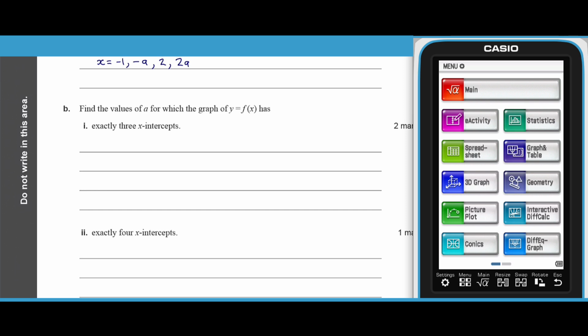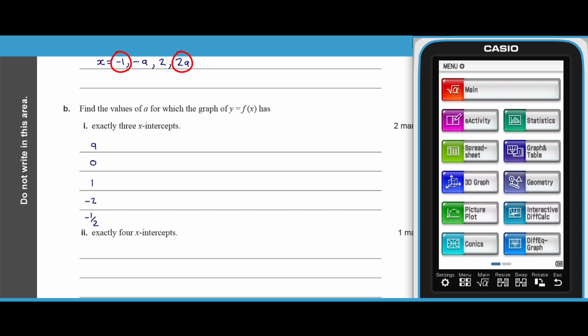In Part B, we are asked about the values of a for which the graph of y equals f of x has exactly 3 x-intercepts. At first, this might seem a little odd, as we have just written down 4 solutions to f of x equals 0 in Part A. Upon consideration though, for certain values of a, some of these solutions will be repeated. This will be when negative a equals 2a, or equals negative 1, or equals 2, or when 2a equals negative 1, or equals 2. This means we need to consider a values of 0, or 1, or negative 2, or negative a half.